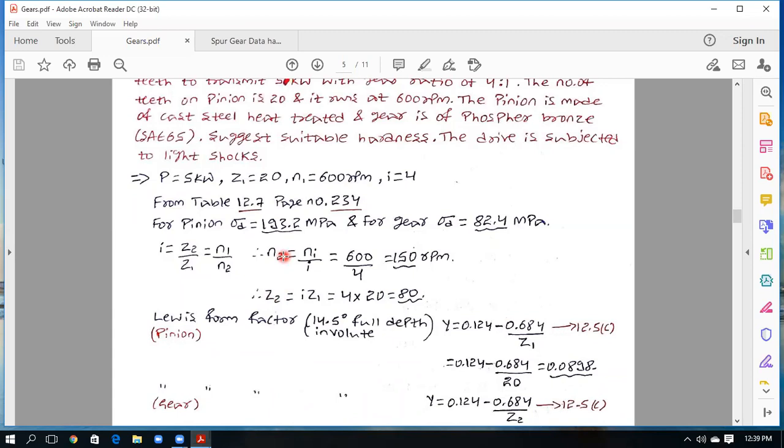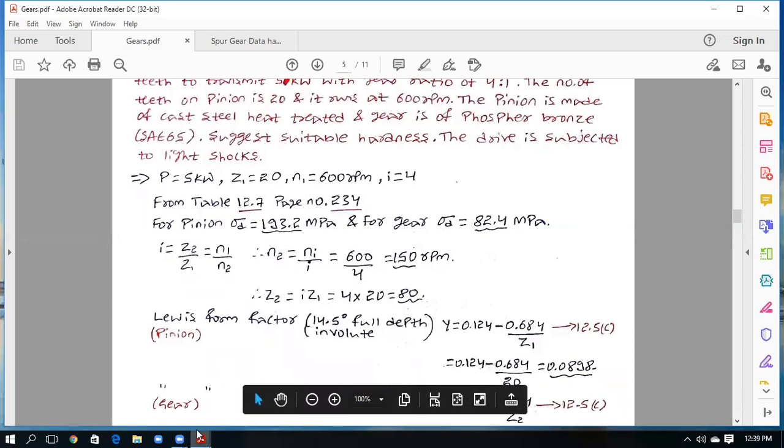After that, from Lewis's formula, you need to find out the form factor, Lewis's form factor. In that, three equations are there. I will show that.